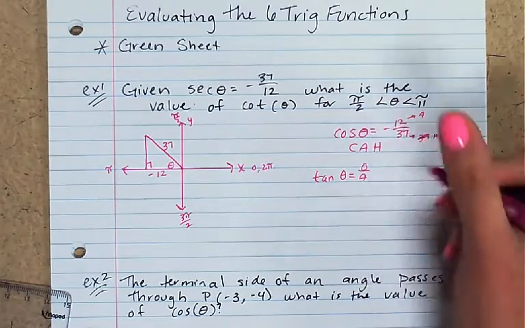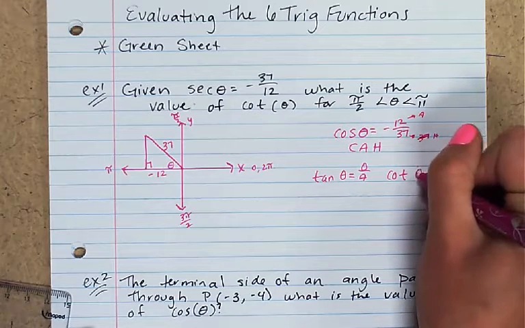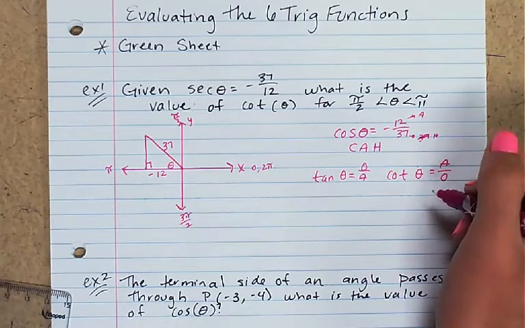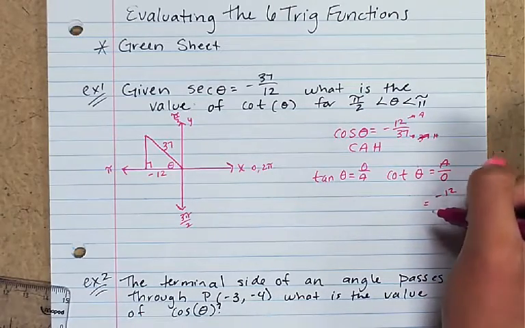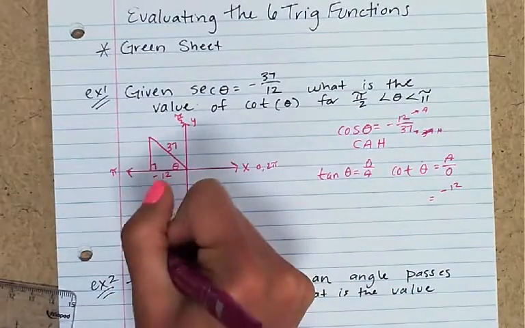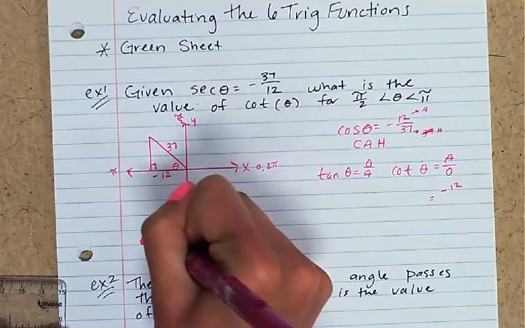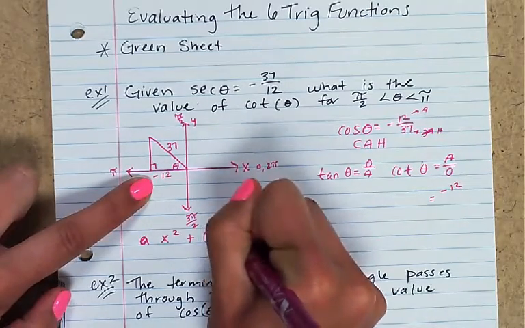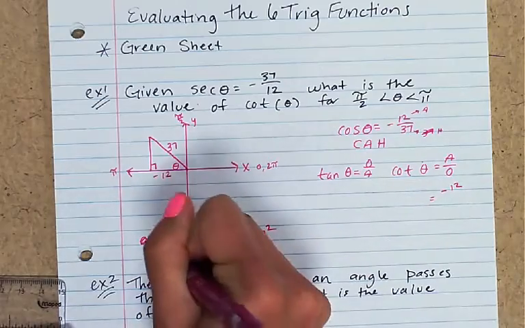Tangent is opposite over adjacent. So if we're trying to figure out cotangent, we need the adjacent over the opposite. We know that the adjacent is negative 12, but we don't know the opposite. This is a right triangle, so we can use the Pythagorean theorem. Actually, I'll just put an x for what we're trying to figure out. Leg squared plus leg squared equals the hypotenuse squared. A squared plus b squared equals c squared.